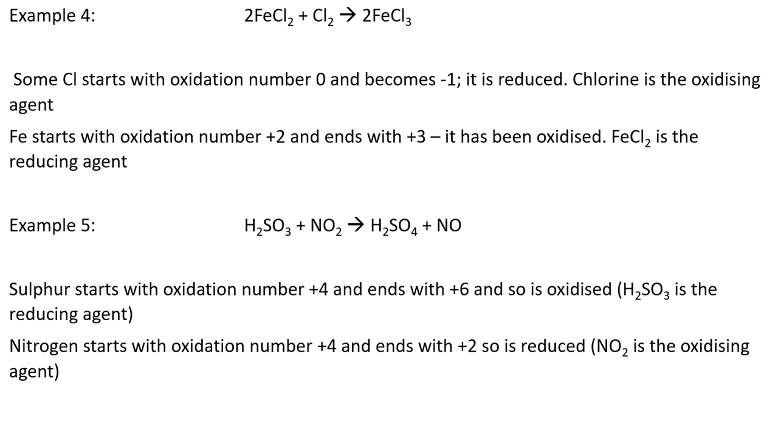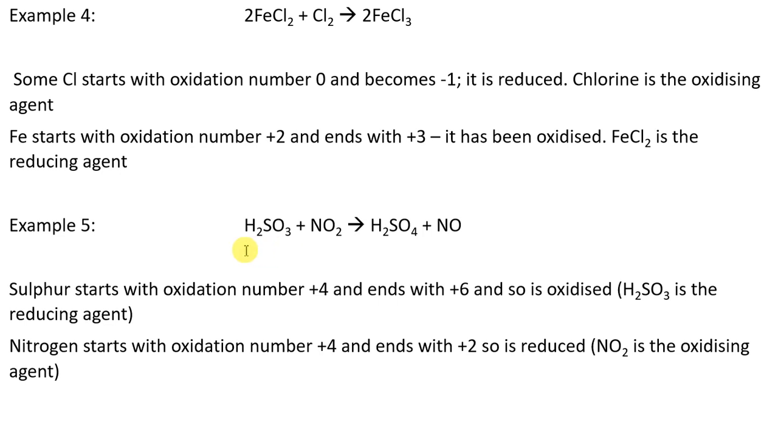Now, a more complicated looking one, but not if you think about it. H I'm always going to assume is +1, so +1 on both sides. Oxygen, a lot of oxygen about, always -2. I'm only going to look at the S and the N. In H2SO3, sulfur starts off with oxidation number +4.